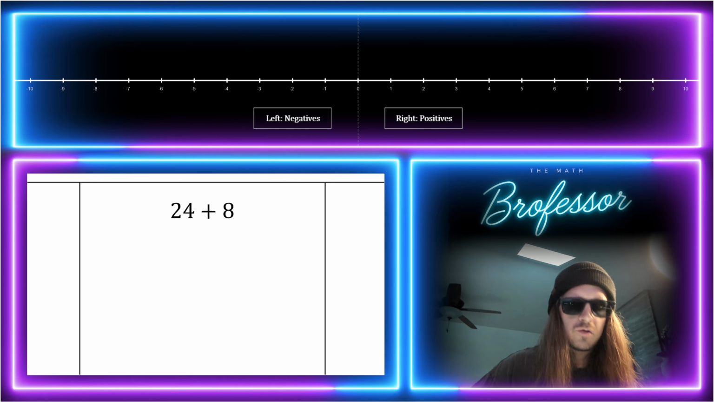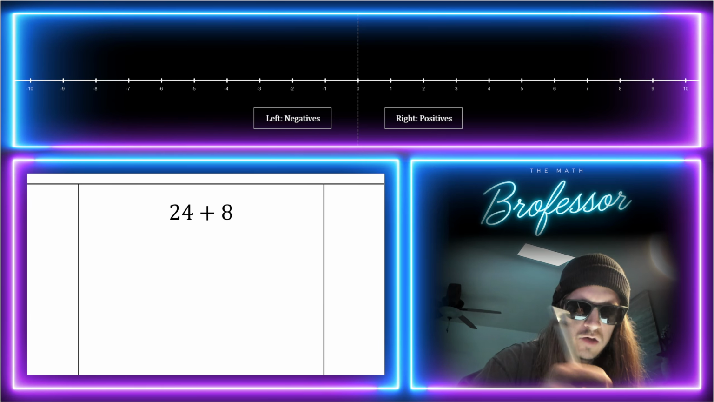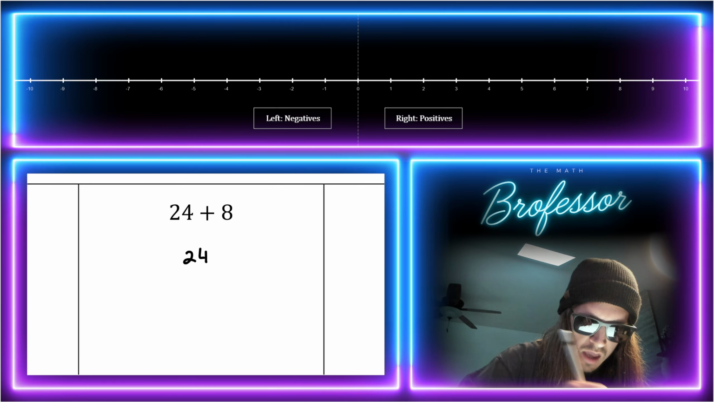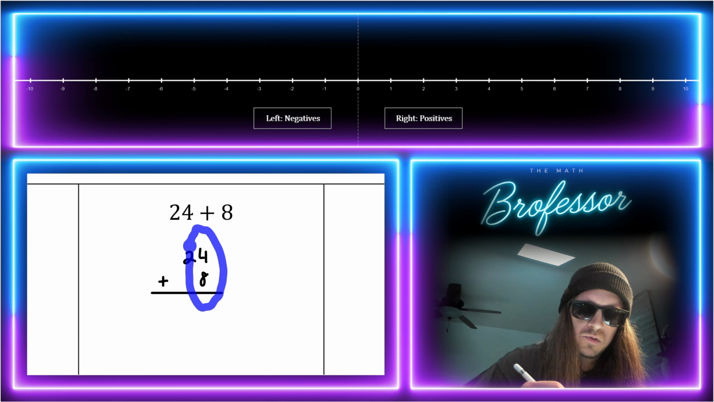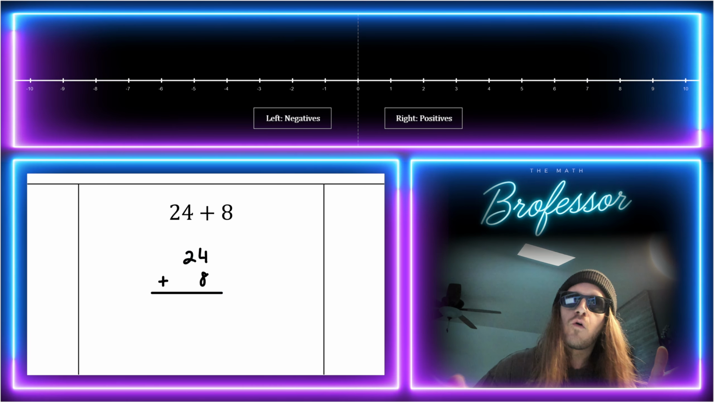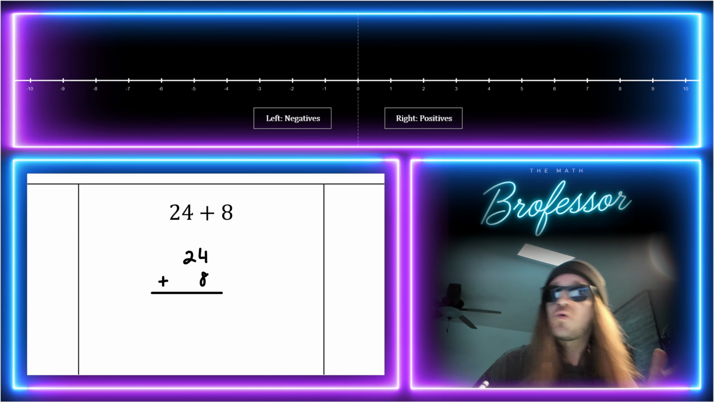Let's keep going. Let's go 24 plus 8. You want to vertically align these numbers. 24 plus 8. And then we're going to add the first numbers. This is called the ones place. We're going to add the numbers in the ones place. 4 plus 8 is 12.